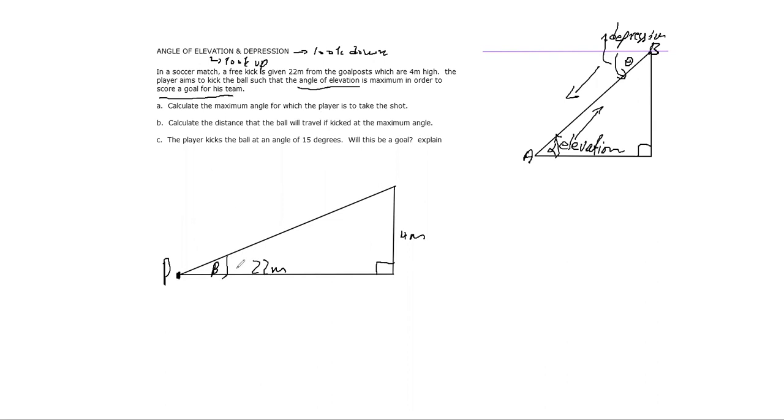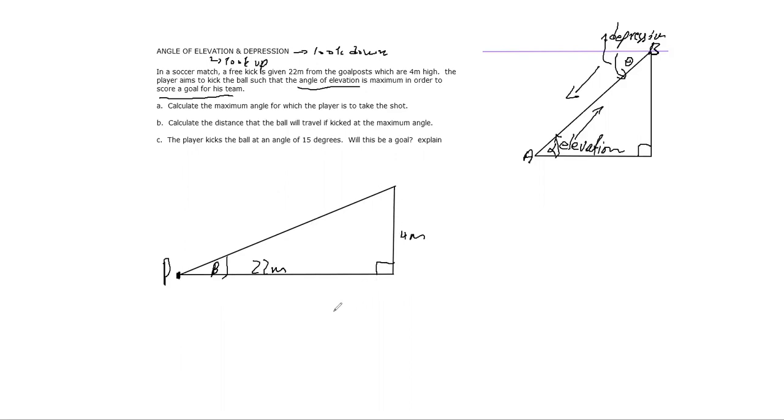And probably the reason he wants the maximum angle is so that the keeper will not have a chance to catch this, right? I'm sure you've watched soccer, you've seen such crazy moments. So calculate the maximum angle for which the player is to take the shot. So obviously, you got to find this angle. Now, what am I given? I'm given this side here, and I'm given that side there.